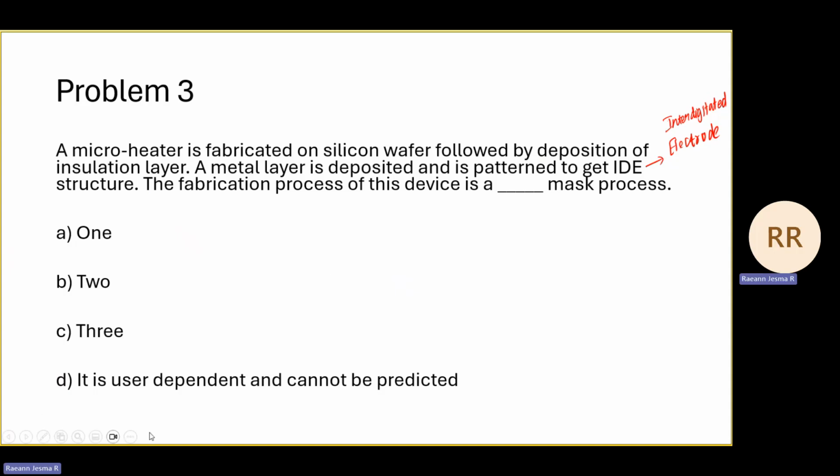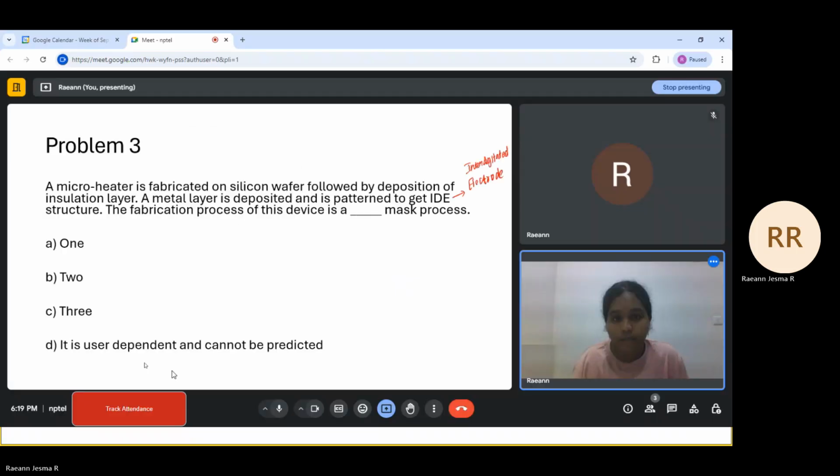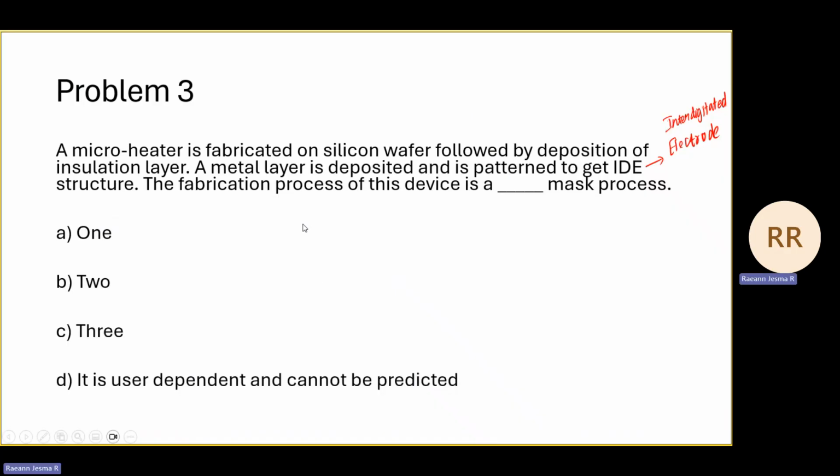So what is the correct answer? Okay. So before we look into the correct answer, which is 3 masks process, let's see how the cross section of this structure, that is a micro heater fabricated on a silicon wafer, looks like. And then we will look into what are the steps used to fabricate that kind of structure. Okay. So let us say we have a silicon substrate.